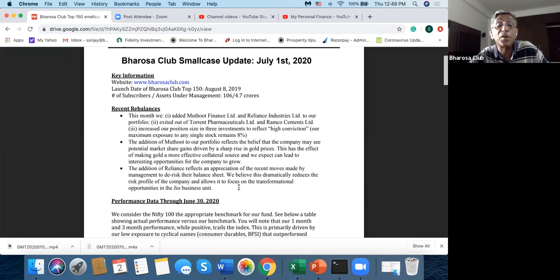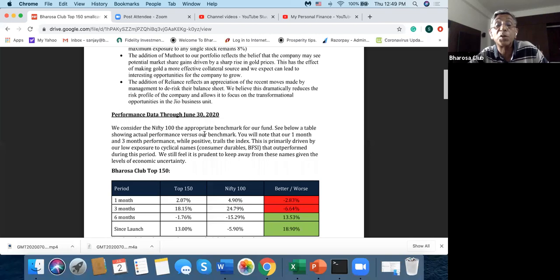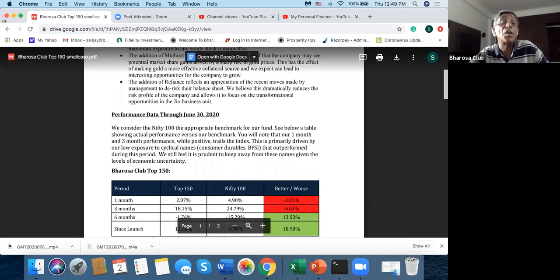On performance data, it says: you will note that our 1 month and 3 month performance, while positive, trails the index. This is primarily driven by a low exposure to cyclical names, consumer durables, BFSI, that outperformed during this period. We feel it is still prudent to keep away from these names given the level of economic uncertainty. So this is what they're telling you.